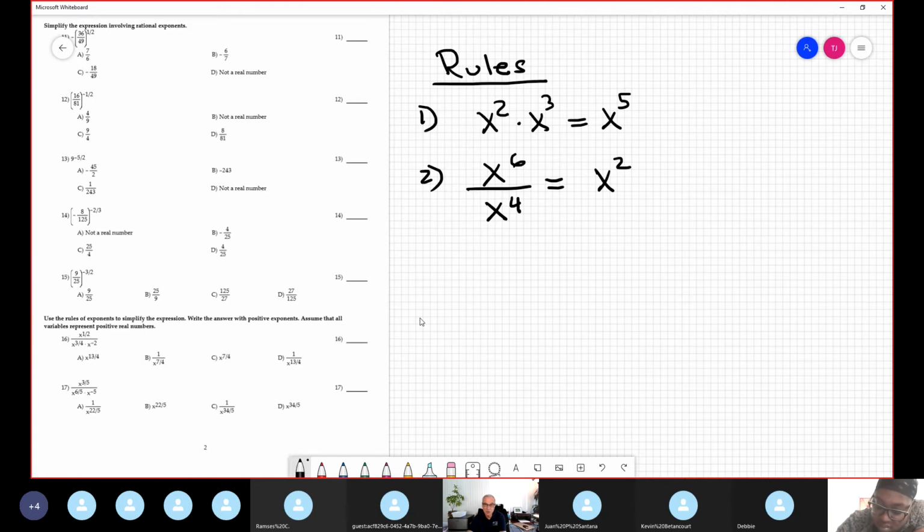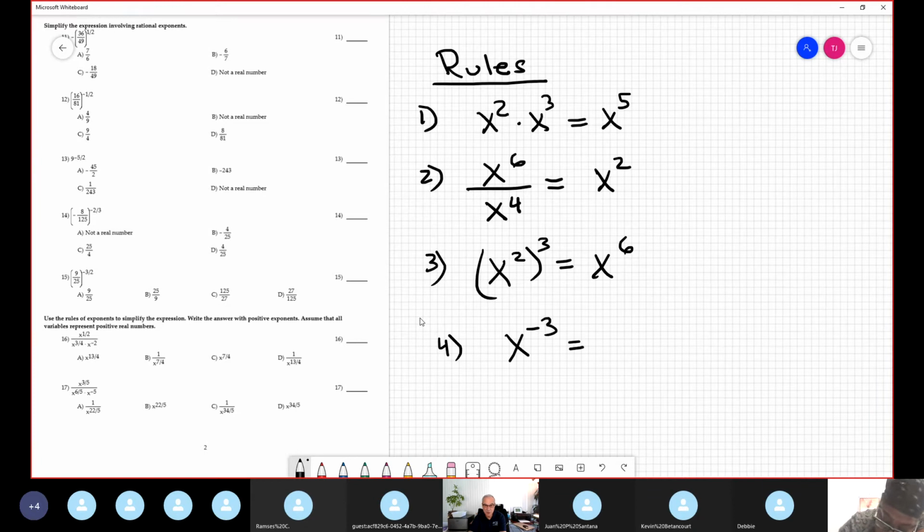If you divide x to the 6 by x to the 4, it's subtraction. It's x to the second. Where does it come from? It is 6 minus 4. And number 3 is when you have a power of a power. Suppose you have x to the second to the third. You multiply the exponents. Where does this 6 come from? 2 times 3. These are the basic 3 rules that you need to apply. One more rule, the negative exponent. Sometimes we have x to the minus 3. What does negative exponent mean? Reciprocal. 1 over x cubed.